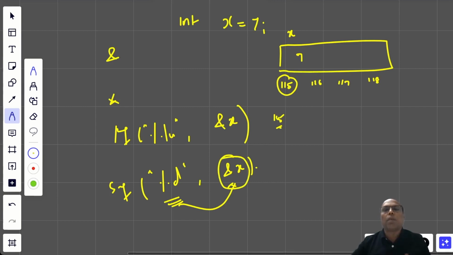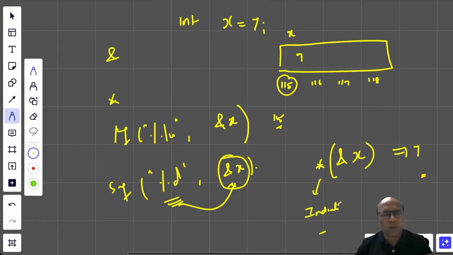Okay, sir, now what is going to happen? Now x means I get 7. &x means you get 115. But if I put a star before it, it will give you the value inside the address. What is the value inside the address? 7. Sir, if 7 is stored in 4 bytes? It will give you the 4 bytes value only. I'll get 7. This is called the indirection operator. We are going to study this in much more detail when I deal with pointers. Right now it's fine.